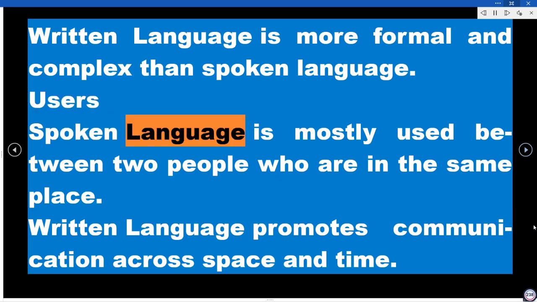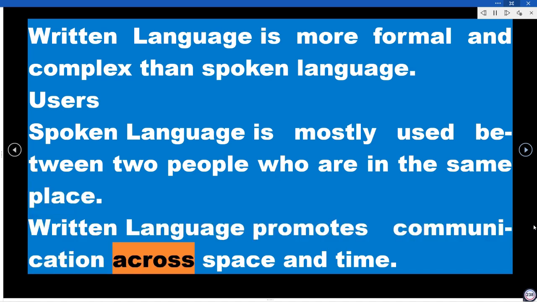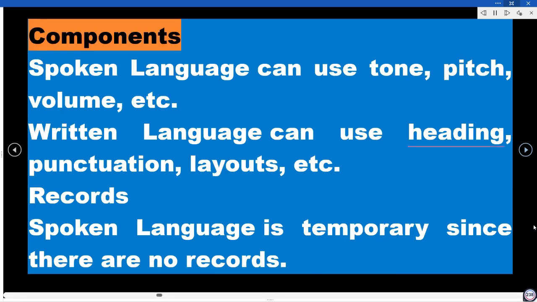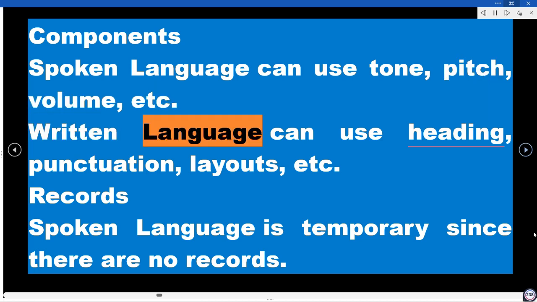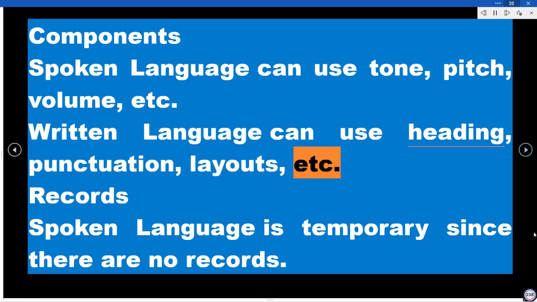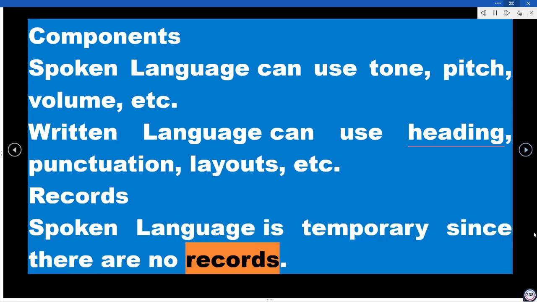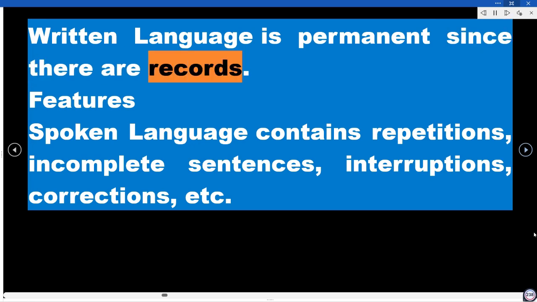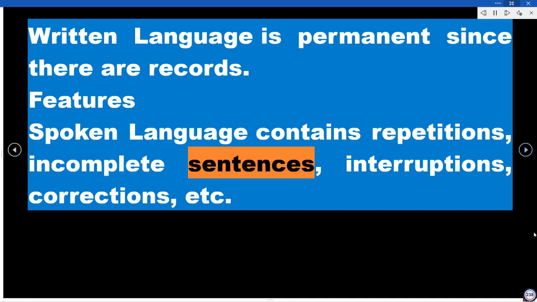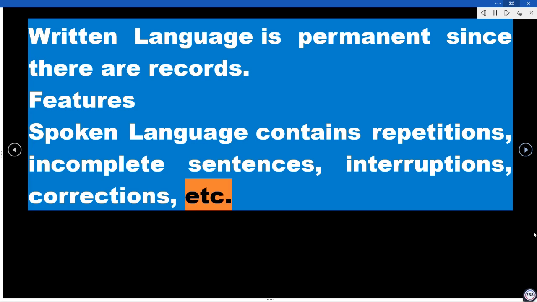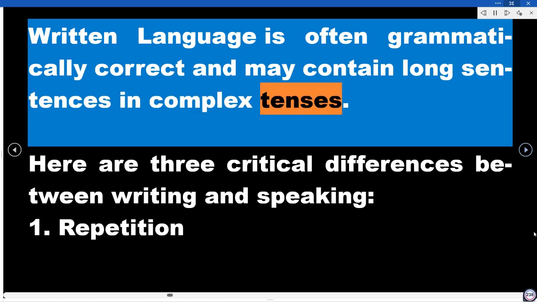Users. Spoken language is mostly used between two people who are in the same place. Written language promotes communication across space and time. Components. Spoken language can use tone, pitch, volume, etc. Written language can use headings, punctuation, layouts, etc. Records. Spoken language is temporary since there are no records. Written language is permanent since there are records. Features. Spoken language contains repetitions, incomplete sentences, interruptions, corrections, etc. Written language is often grammatically correct and may contain long sentences in complex tenses.